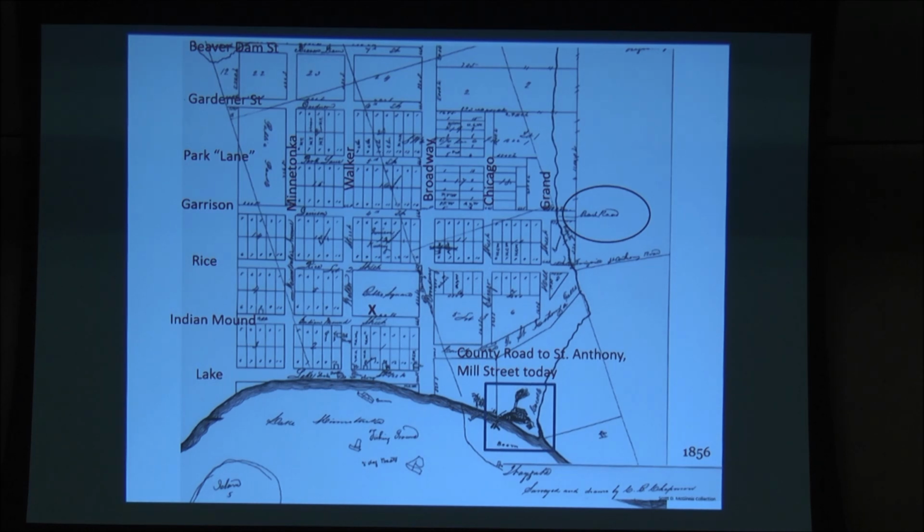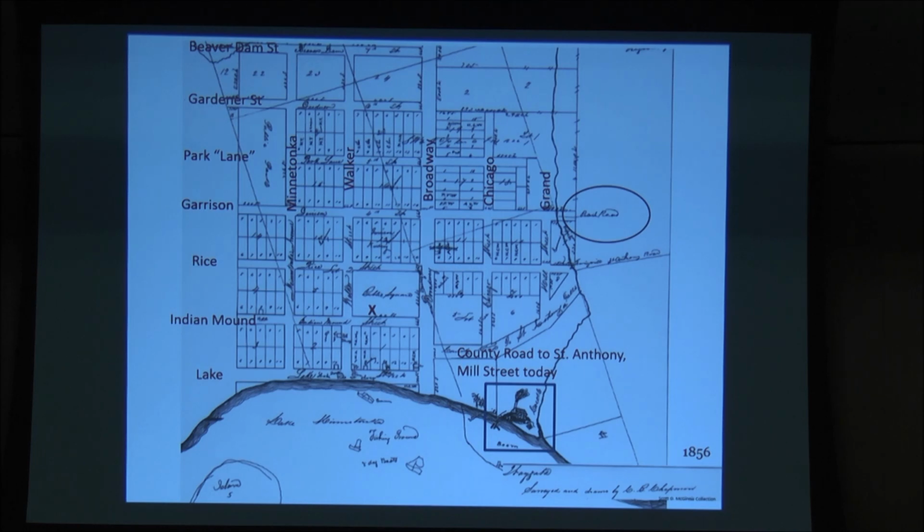The next one is slightly different. We know it today as Grand, and on the map here it's actually called Mill Street. We mentioned, I think earlier, the St. Anthony Road when we were looking at that previous picture. And so here is the St. Anthony Road, and that actually is what this map says. It's County Road to St. Anthony. Today we know that as Mill Street. Within this blue square is that sawmill that we saw that Amos Gray built in 1855.